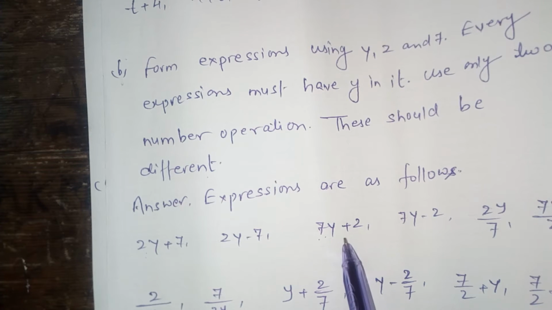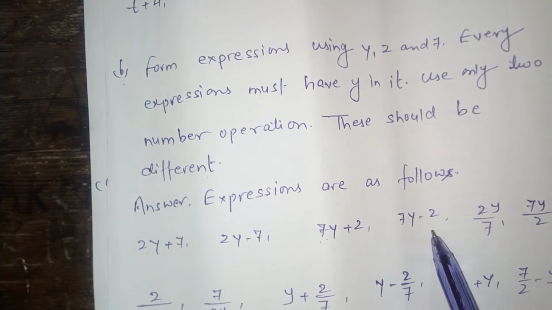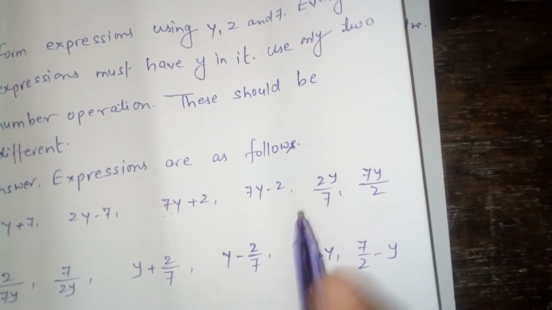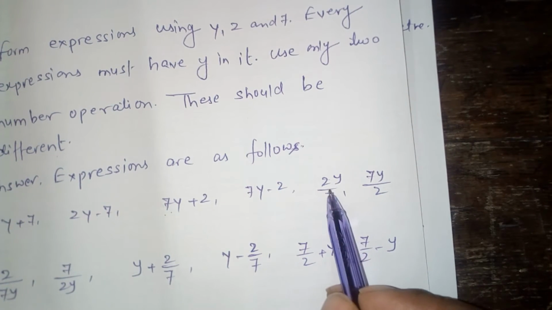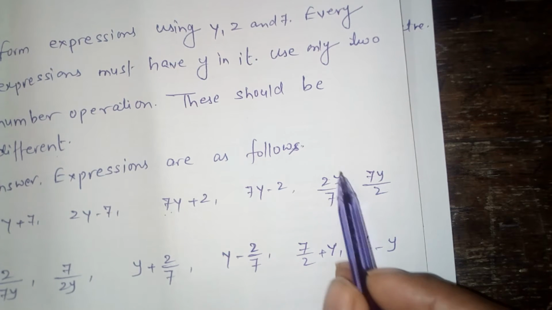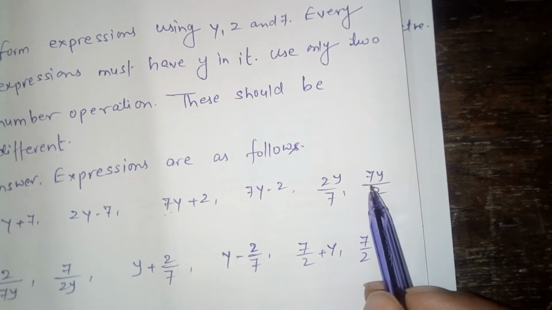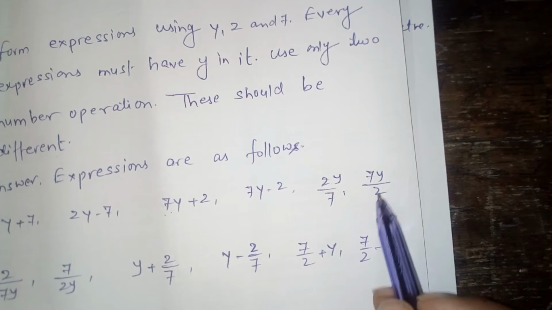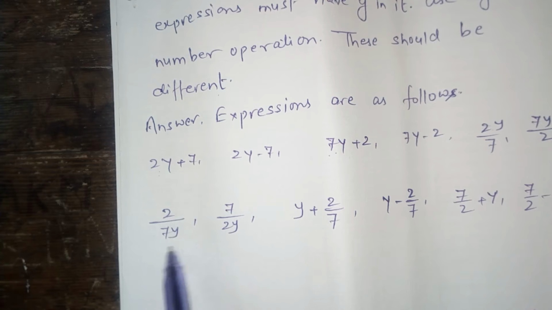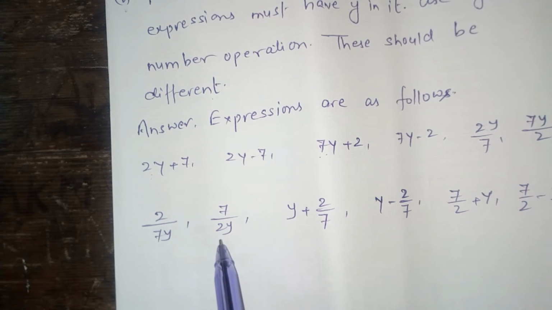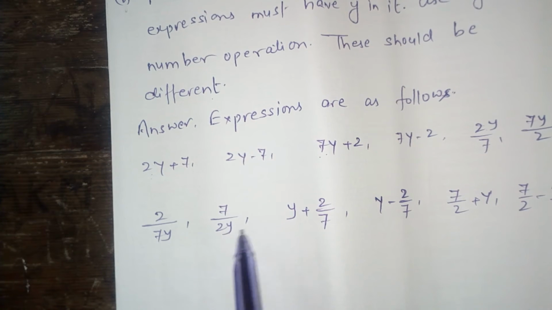There are two types of mathematical operators. 7y plus 2, 7y minus 2, and 2y upon 7. In this expression we are using multiplication and division. 7y upon 2, then 2 upon 7y, then 7 upon 2y. In 7 upon 2y we are using division and multiplication.